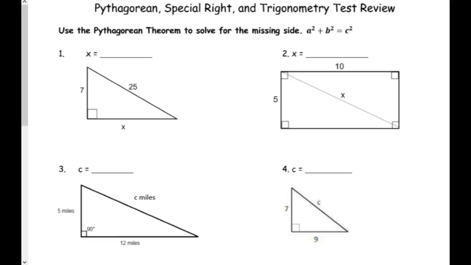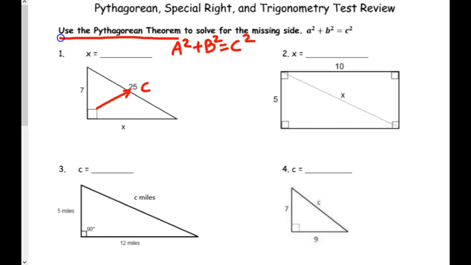Alright, here we are. We got the Pythagorean special right trigonometry test review. And for the first section it says use the Pythagorean theorem. So let's remember, a squared plus b squared equals c squared. And we always remember c is across from the 90.